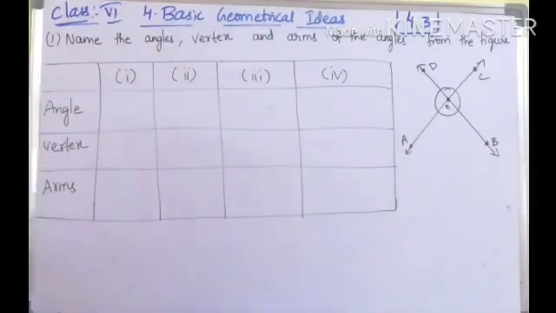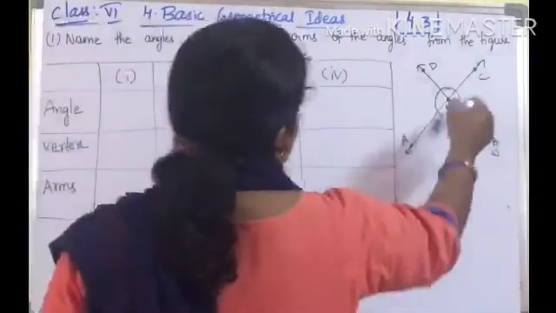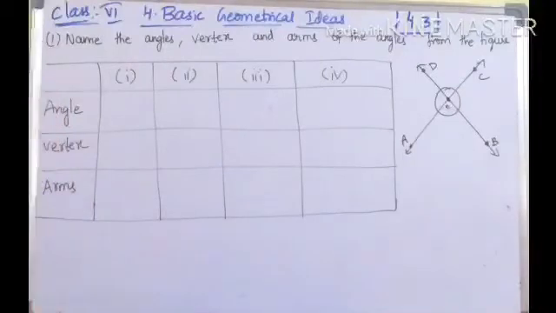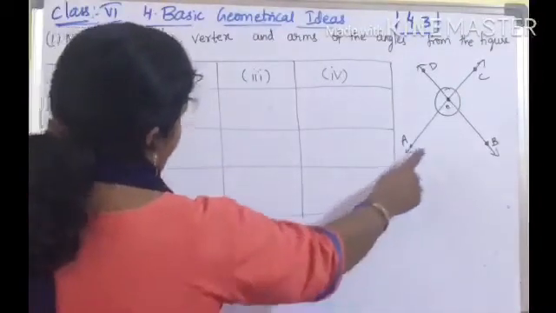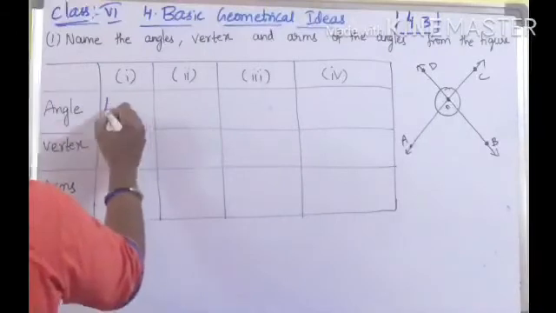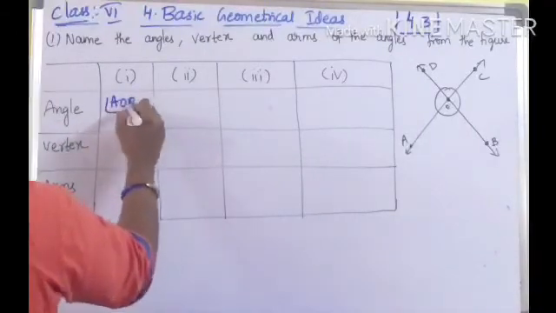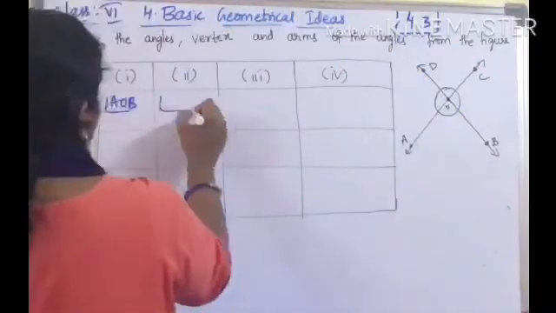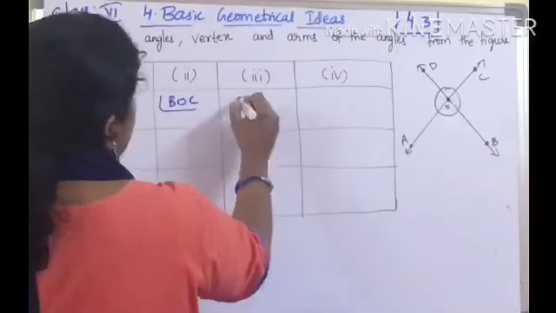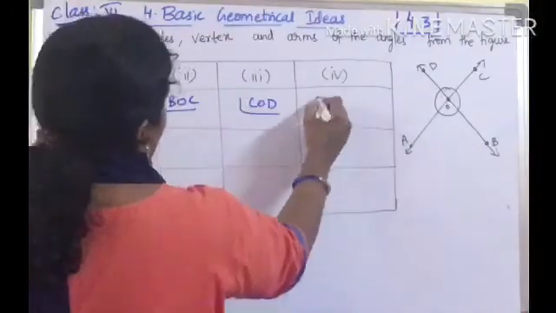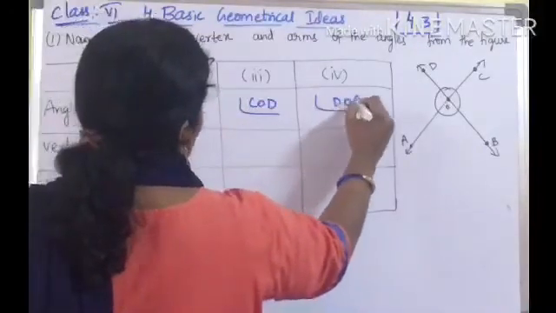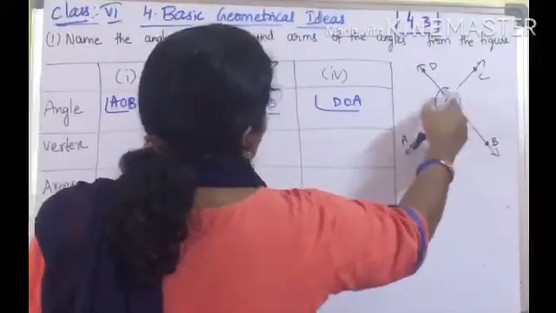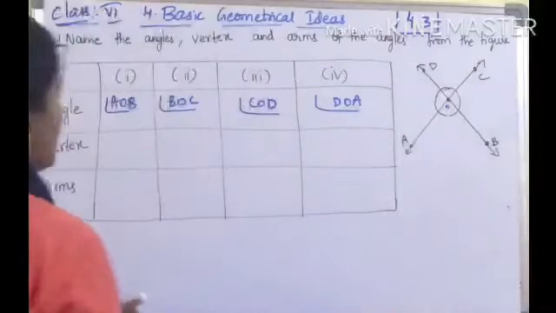See, they have given here a figure of two intersected lines, and how many angles are formed here? 4 angles are formed here. I am going to write first angle AOB, next BOC, next COD, next DOA. So 4 angles are formed: AOB, BOC, COD and DOA.